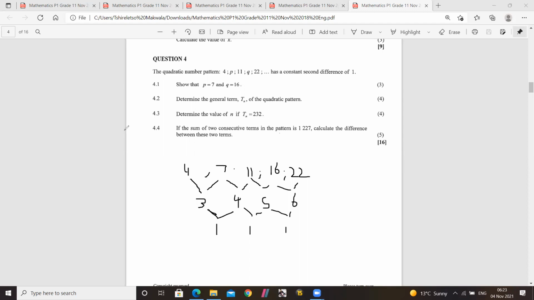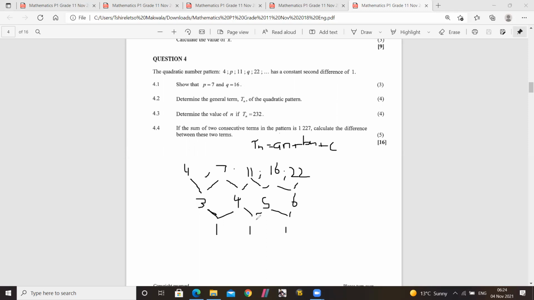So what do we do to calculate the general term for a quadratic pattern? Again, it looks like this, which looks the same as a quadratic function. It's just that we are using it in terms of Tn and n. So an squared plus bn plus c, right? This is the general term for it.